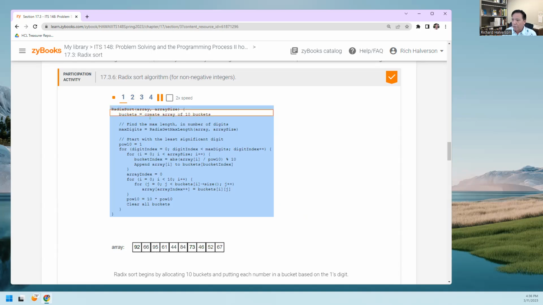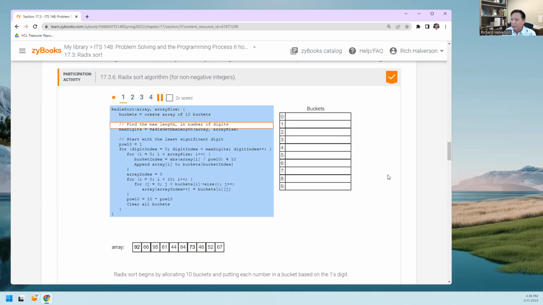We have this array. First thing we're going to do is create the buckets. There we go. And then we're going to figure out the max digits, and it's 2. 2 is the maximum digits. Then it's going to start with power of 1. And here we go. We're filling the buckets by looking at the lowest order digit of each of the numbers in the array. So now we've filled the buckets for the lowest order digit.